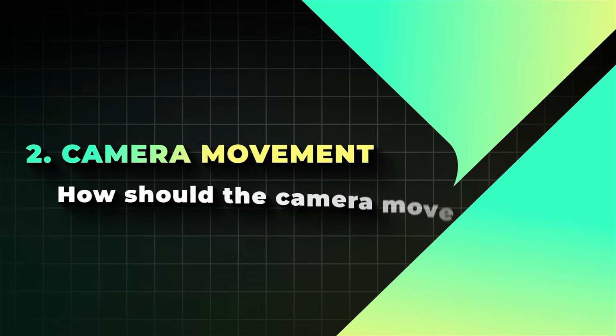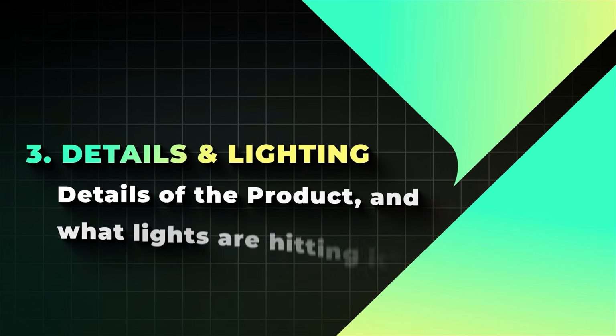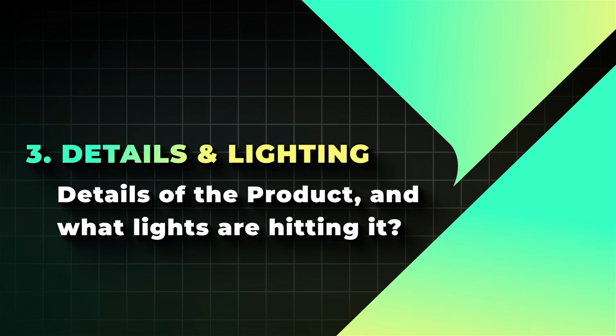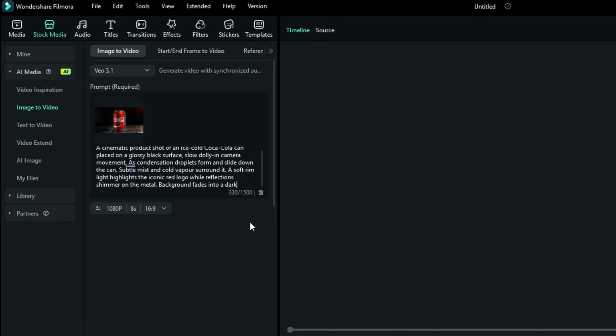2. Camera movement. How should the camera move? Slow dolly-in camera movement. 3. Details and lighting. Details of the product and what lights are hitting it. As condensation droplets form and slide down the can, subtle mist and cold vapor surround it. A soft rim light highlights the iconic red logo, while reflections shimmer on the metal. Background fades into a dark studio. Ultra-realistic lighting, shallow depth of field.